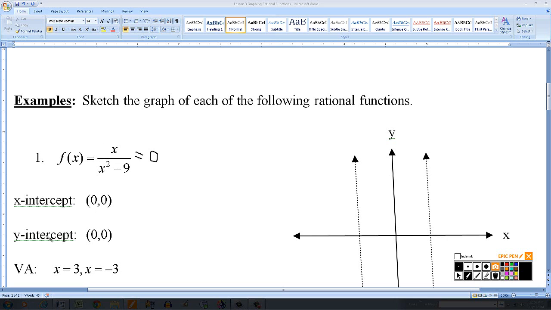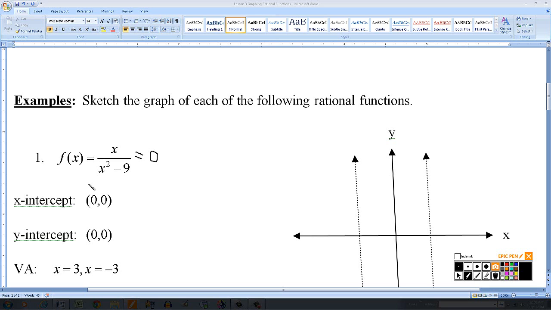Now the y-intercept is obtained by replacing the x by 0. So put a 0 where the x is. I get 0 over negative 9, so the y-intercept is (0, 0). 0 over negative 9 is 0. So obviously (0, 0) is both an x- and a y-intercept because it's at the intersection of both the y- and the x-axis.